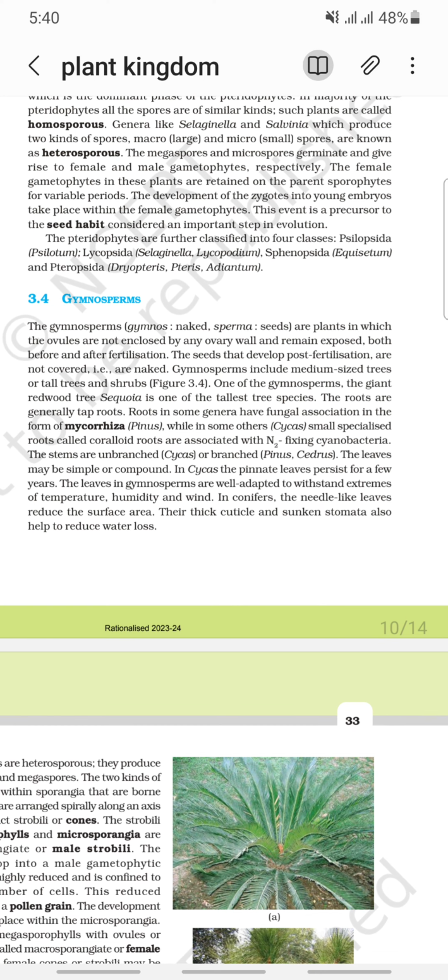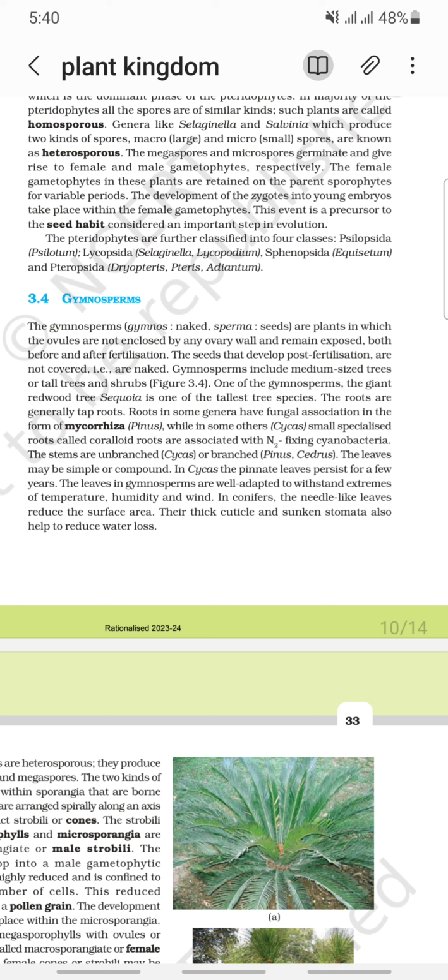The megaspores and microspores germinate and give rise to female and male gametophytes respectively. The female gametophytes in these plants are retained on the parent sporophyte for variable periods. The development of the zygote into a young embryo takes place within the female gametophyte. This event is a precursor to the seed habit, considered an important step in evolution.